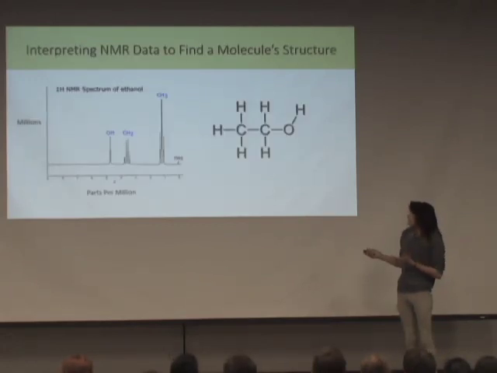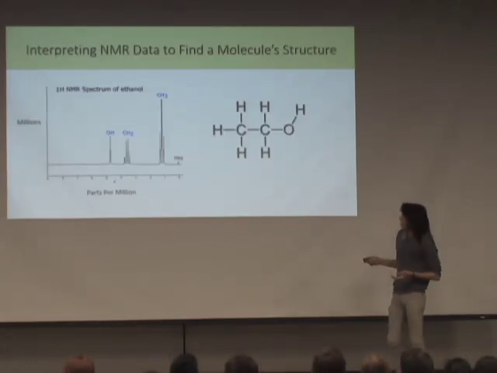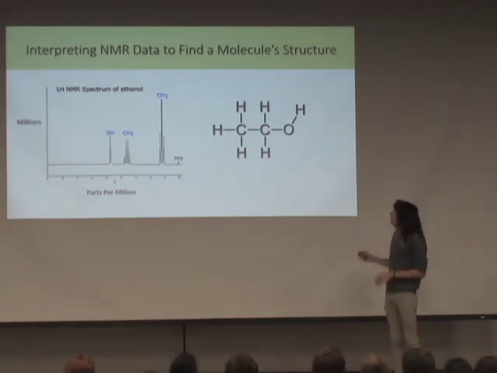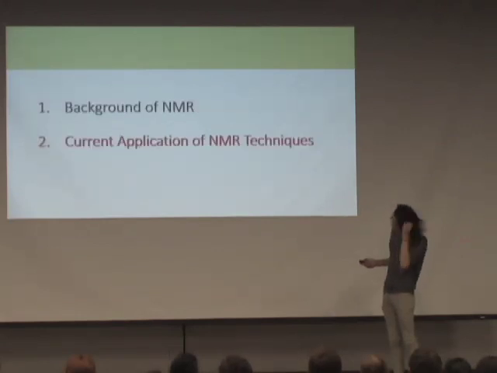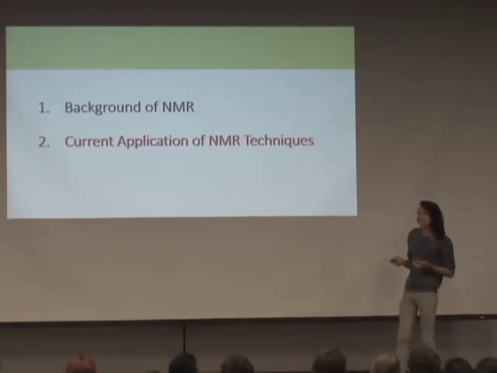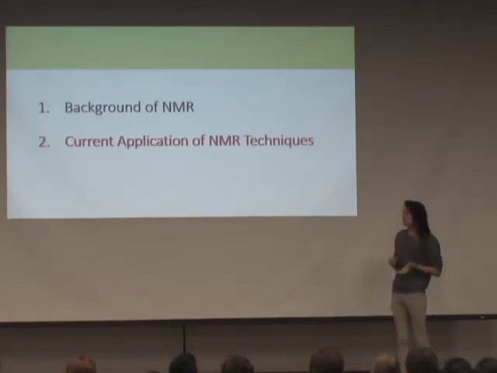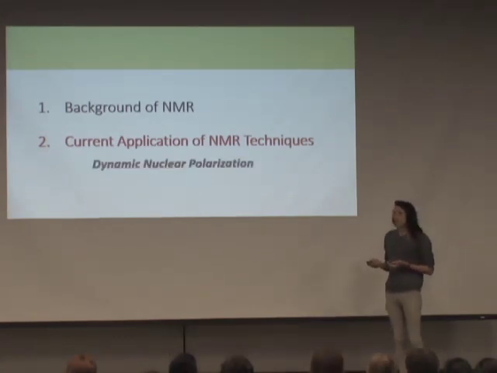We can Fourier transform this to get these peaks that tell us the structure of this molecule. This is ethanol, something that's pretty common. All these peaks of signal represent where protons are in the molecule. NMR has been around for a long time. It was discovered in 1938. What we're looking at here is a new approach, dynamic nuclear polarization.